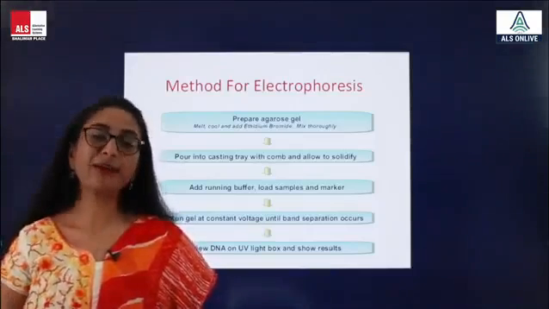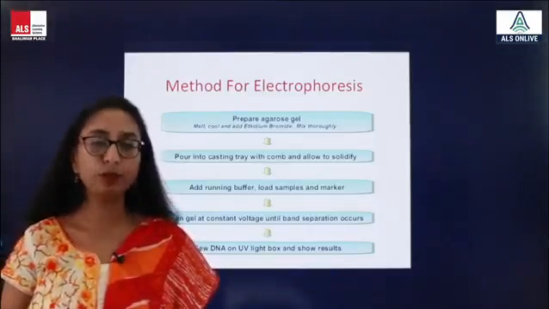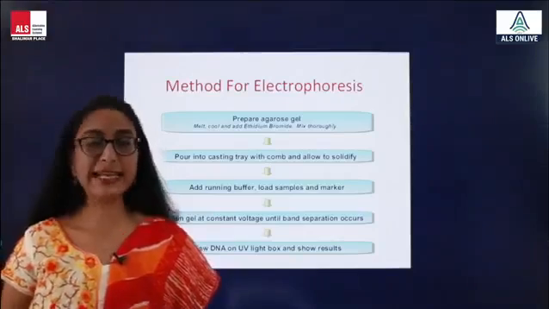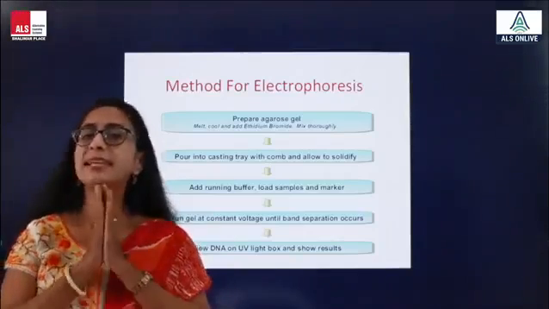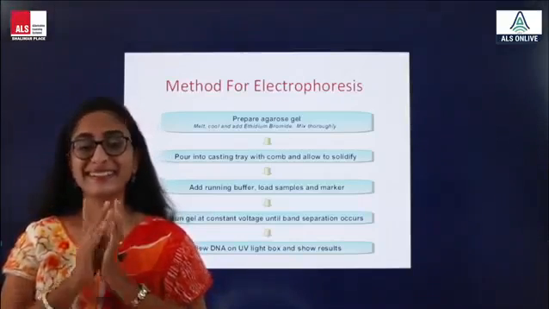So agarose gel electrophoresis is a technique used to separate DNA, RNA and protein molecules based on their size and electrical charge. So what is the charge of DNA and RNA? Tell me.